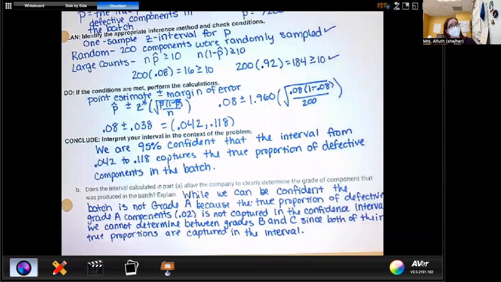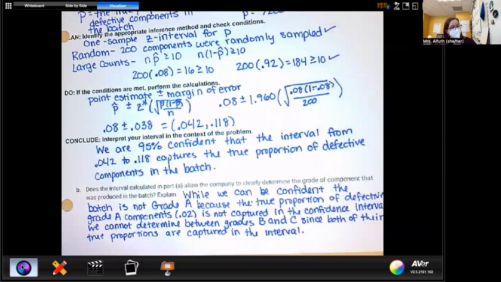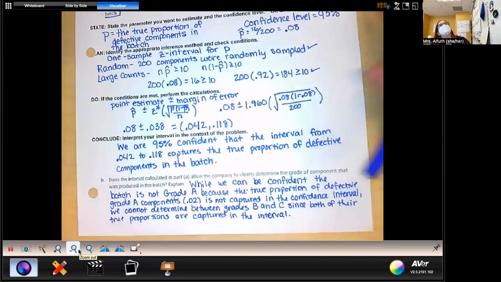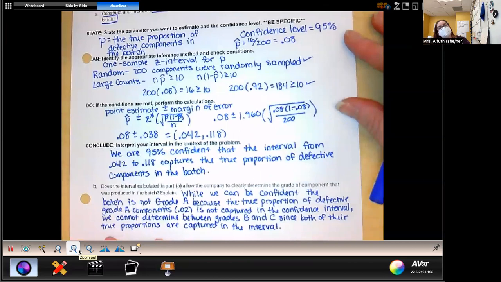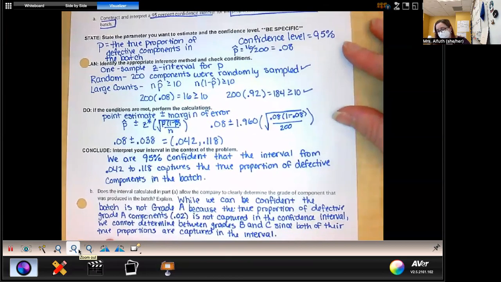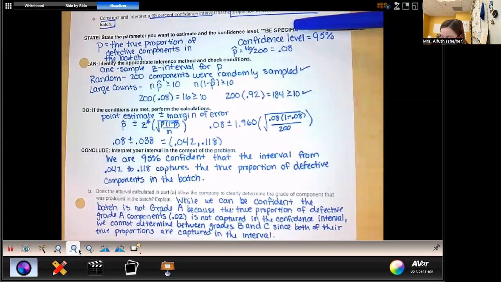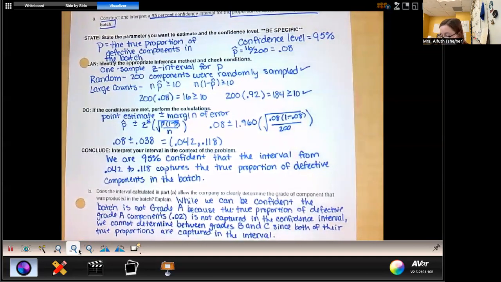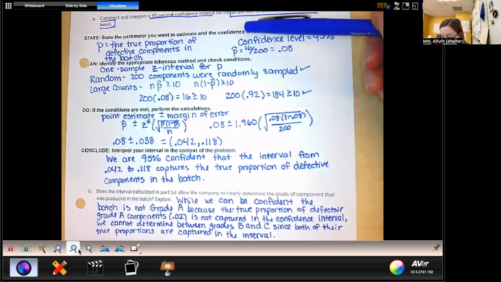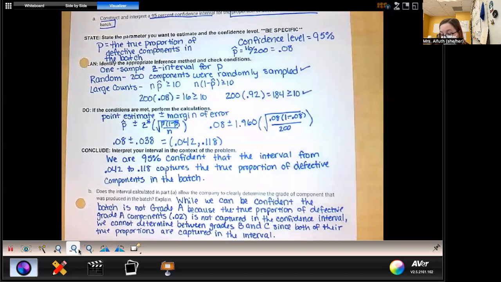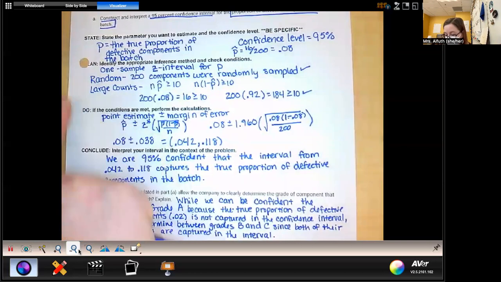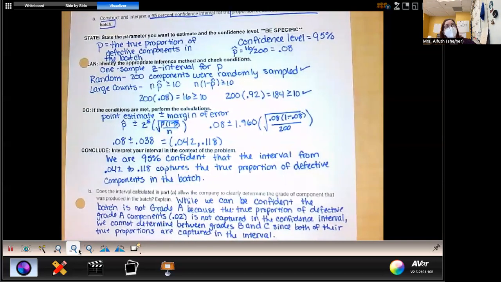If I zoom out here, you should be able to see pretty much that full answer to both parts A and B. Just to note, for right now, I've given you the state plan do conclude. On the actual AP exam, and as we move throughout this unit, you will not see those pieces. We need to just know that those need to happen, and you can label them in your work as well. That state plan do conclude is a great way to organize your work, but that will not be there for you.